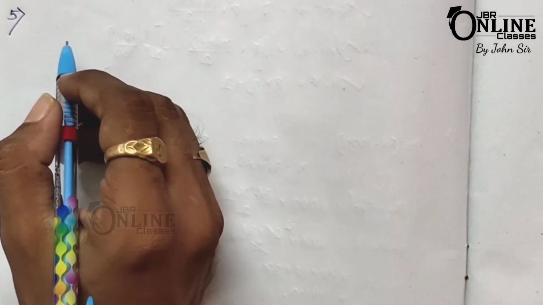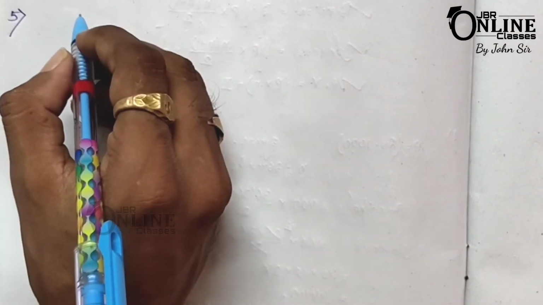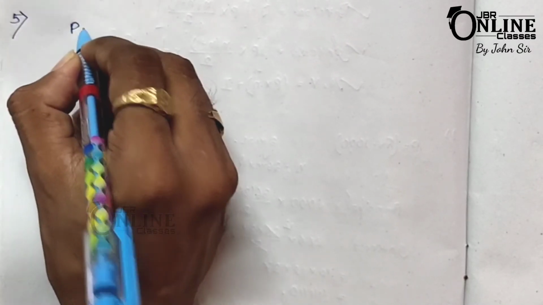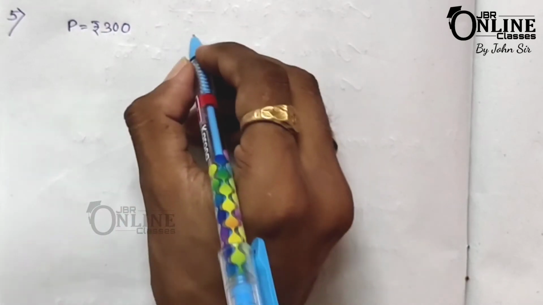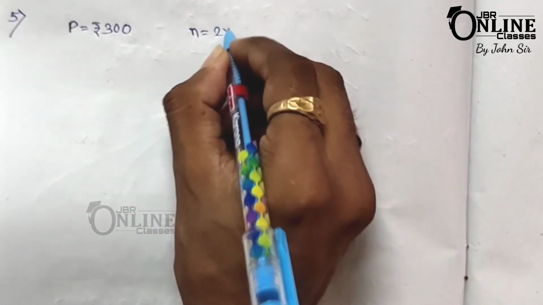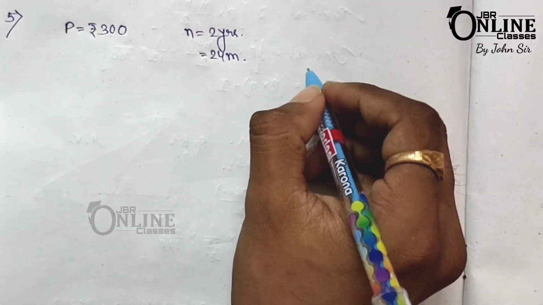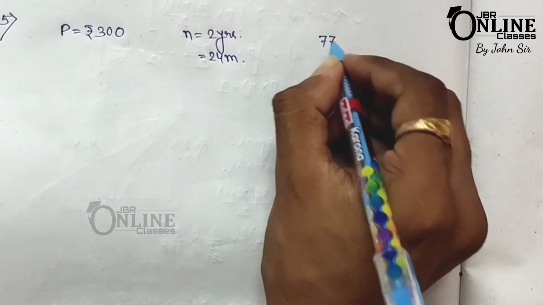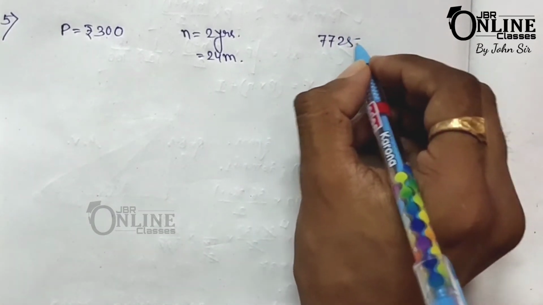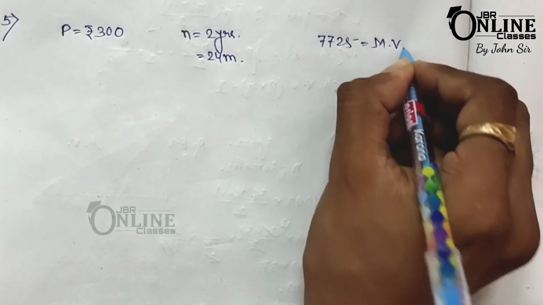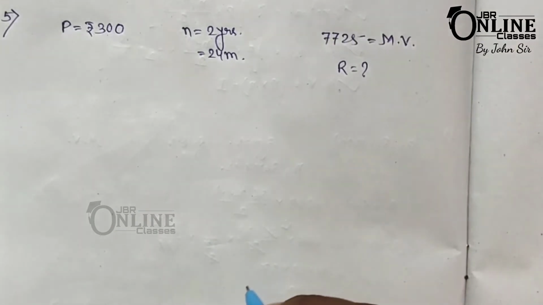Now next one, sum number 5. David opened a recurring deposit account in a bank and deposited rupees 300 per month for 2 years. So here n equals 2 years, and that means 24 months. If he received rupees 7725 at the time of maturity, then here 7725 is the maturity value. Then find the rate of interest. So again you have to find out the rate, that is R.